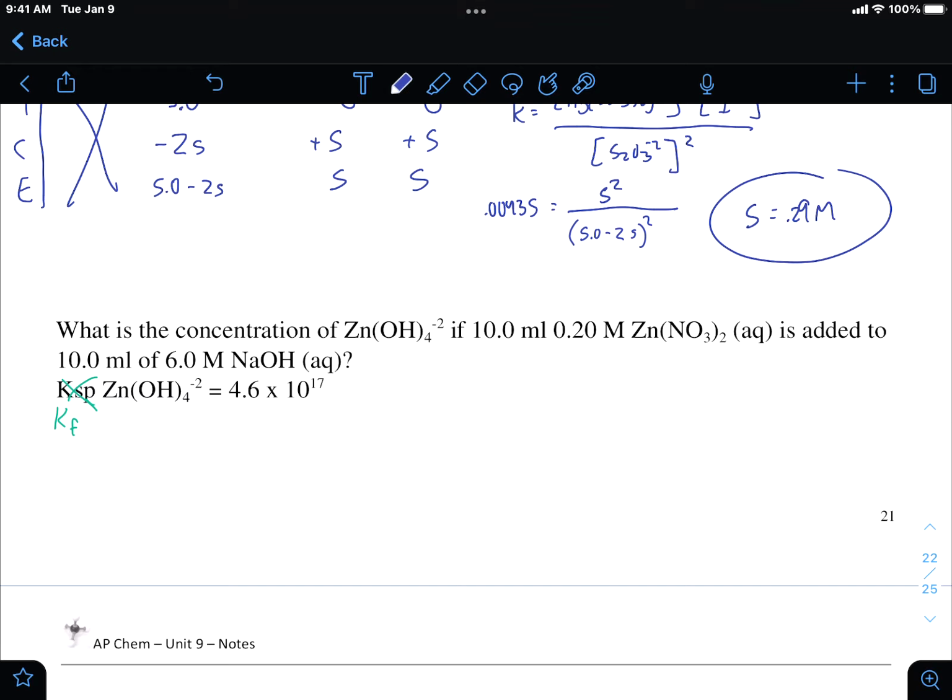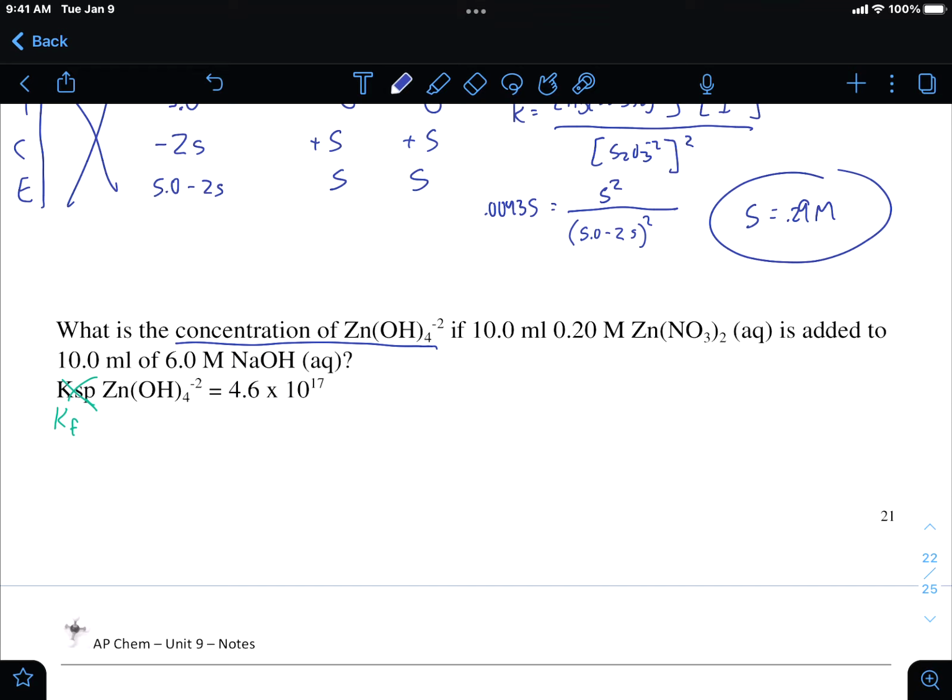What is the concentration of tetrahydroxyzincate, if, and now we have measurements, so we got 10 milliliters of 0.2 molar zinc, 10 milliliters of 6 molar sodium hydroxide, and give you the Kf value. That's not a Ksp value. That was a typo. It's a Kf value. All right. So, what is the concentration? That's the goal. All right. So, suggestions on how we start this problem now, seeing what you've seen. Start us off, Ron. What should I do first?